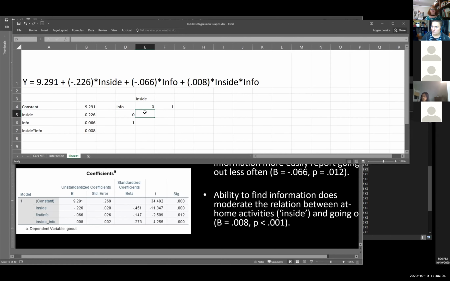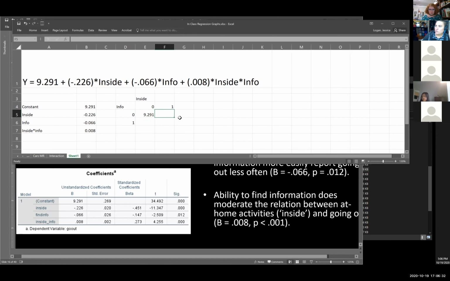So this one's easy. What's the expected y-score when inside is 0 and info is 0? Anybody know? Excellent. 9.291. Okay. That's what that one is.